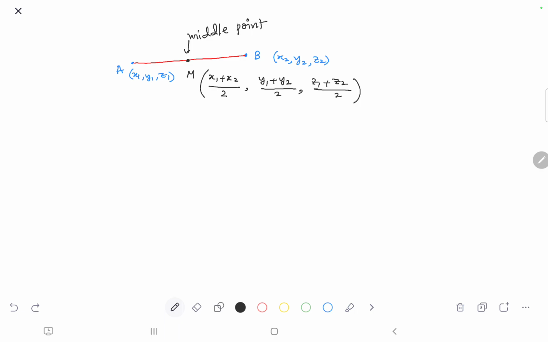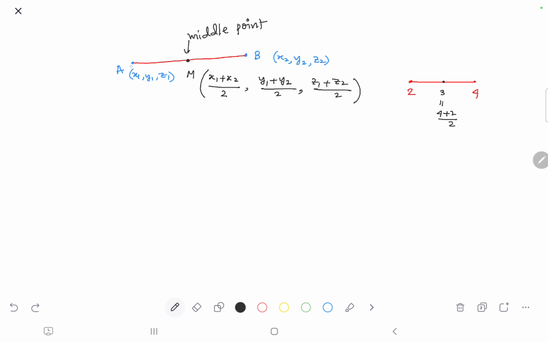So for example, on the real line, let's say we took 2 and 4. What will be the middle point between 2 and 4? 3. How did we get 3? 4 plus 2 divided by 2. Very good. Yes, the same thing we did here.